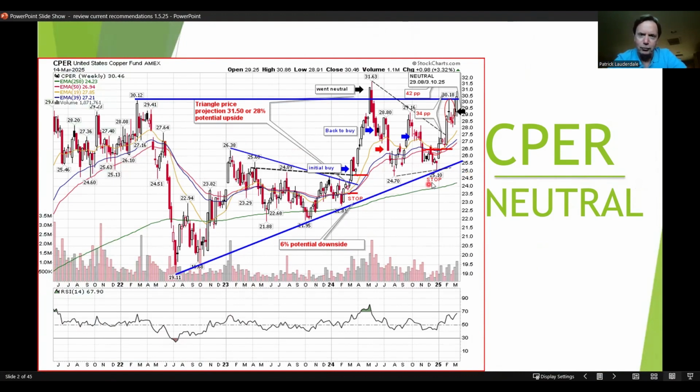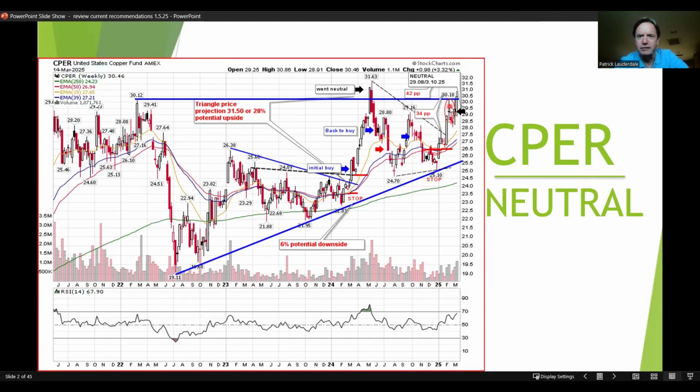And you can see within this triangle, we also have a symmetrical triangle right here. Here's the resistance line, here's the support, which it's broken out of. And that gave us a $34 price projection. We got to 31, so there should be more there, which if that's achieved, it'll break us out of this larger pattern, and that will give us a lot more upside.